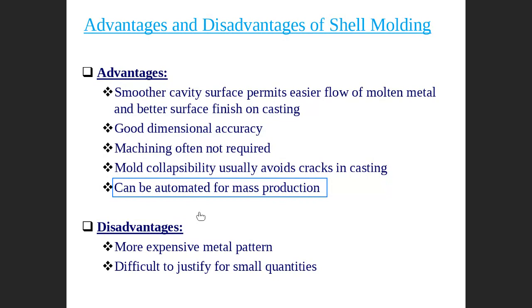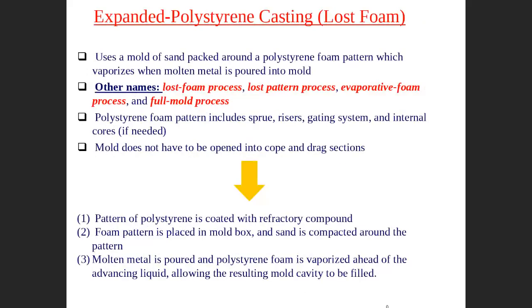The disadvantage is that it is expensive because it needs some equipment, and this equipment costs money compared with sand casting. It is more expensive and difficult to justify for a small quantity, so it is usually used for higher production. This is another method, not ordinary sand casting, but what we call shell mold casting.